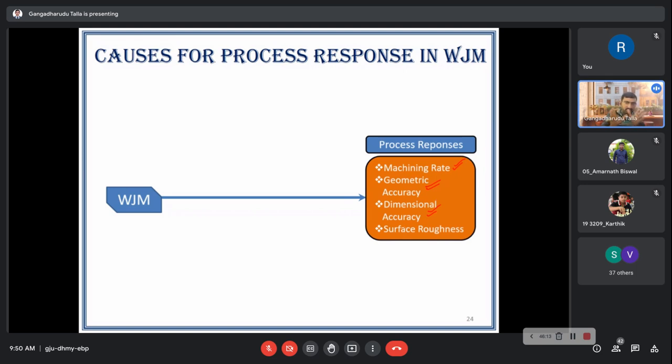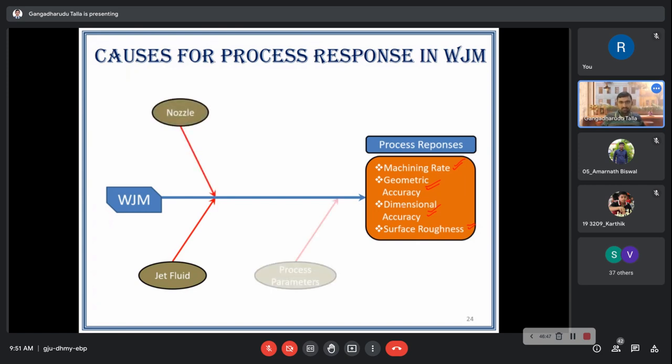Geometric accuracy means you are talking about the shape, how accurately you can cut the shape. Dimensional means how tightly you are cutting, how close the tolerances are. Now surface roughness is one important aspect you will look at. So mainly material removal rate, surface roughness, accuracy. These are the main points we are interested in. That depends on jet fluid, nozzle, process parameters, workpiece parameters.